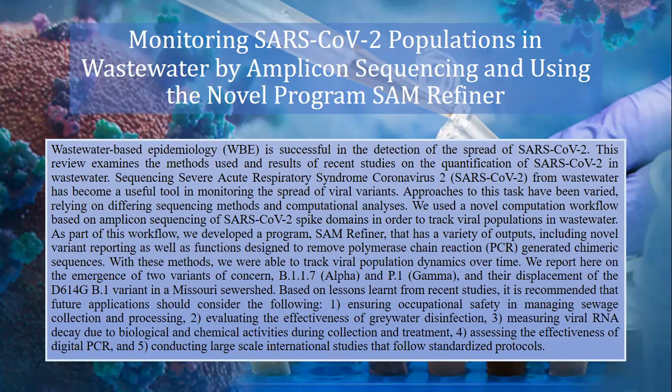This research paper is based on my topic, that is surveillance of SARS-CoV-2 variants from wastewater, which I considered reading in my project. It is on monitoring the SARS-CoV-2 population in wastewater by amplicon sequencing and using the novel program SAM Refiner. In this research, the SAM Refiner program was developed and used to find the variants of concern in wastewater samples. As a result, two variants of concern were reported, alpha and gamma.